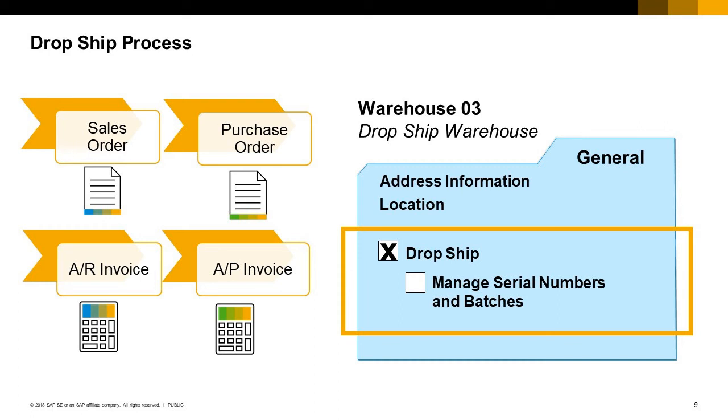To set up a warehouse, mark the dropship checkbox. If you would like to include the ability to track serial numbers or batches in a drop shipment, then also mark the Manage Serial Numbers and Batches checkbox.